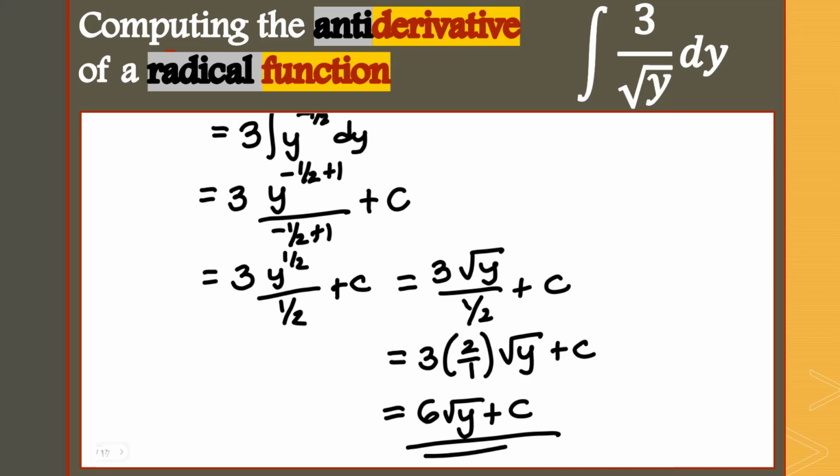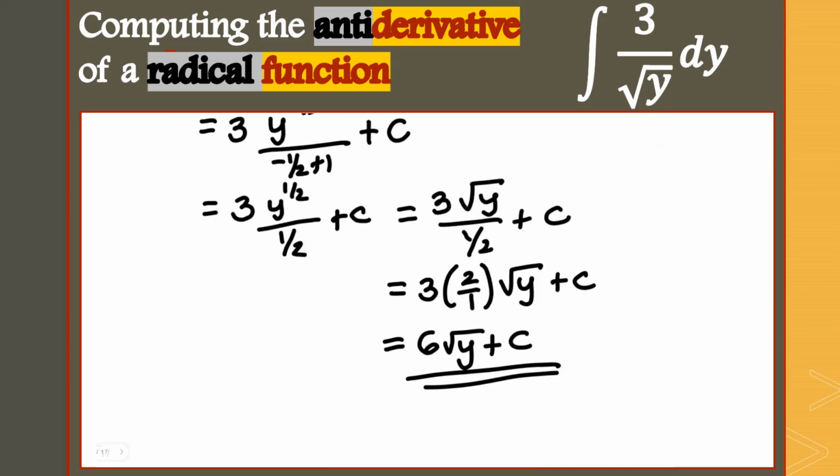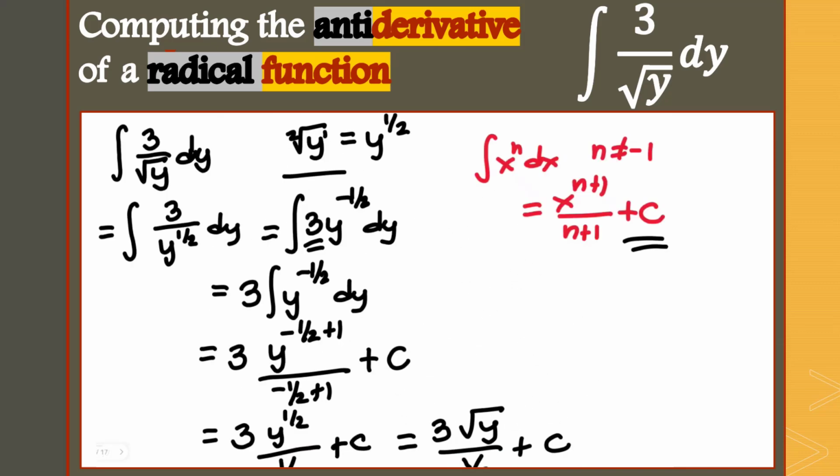This is the antiderivative of the given radical function 3 over square root of y. Try to derive this, or find the derivative of that. If it yields the original function, then your answer is correct. So basically, our form here is a rational expression with a radical function as a denominator, but we still end up with this form. For some cases where this is no longer possible, we have another rule for that as well.